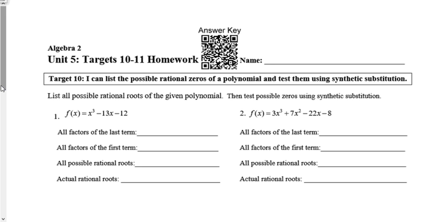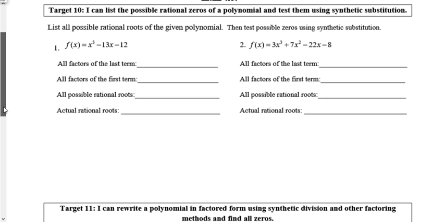Okay, so here's the homework for targets 10 and 11. It is listing all possible rational zeros and using synthetic substitution, synthetic division, and all that good stuff. So target 10 is listing all possible rational zeros to start and then testing them.